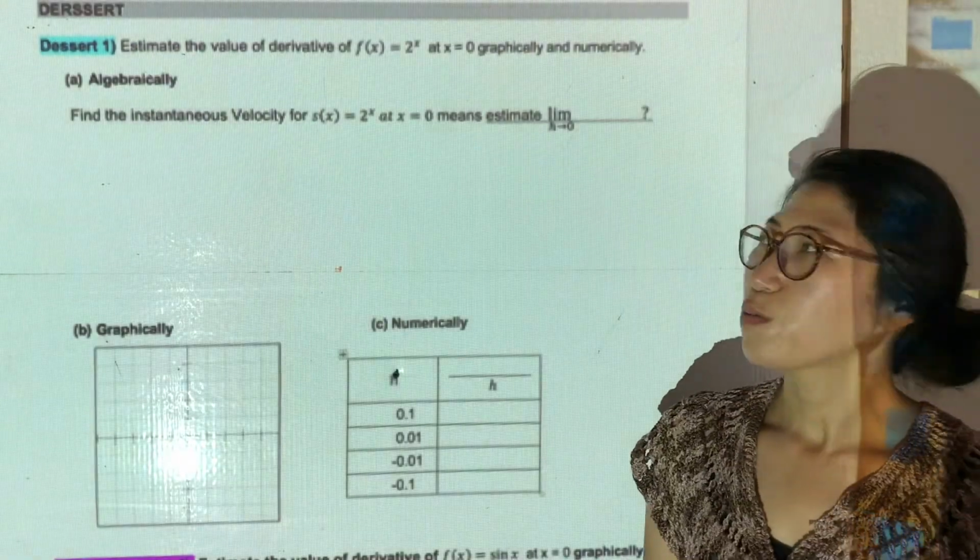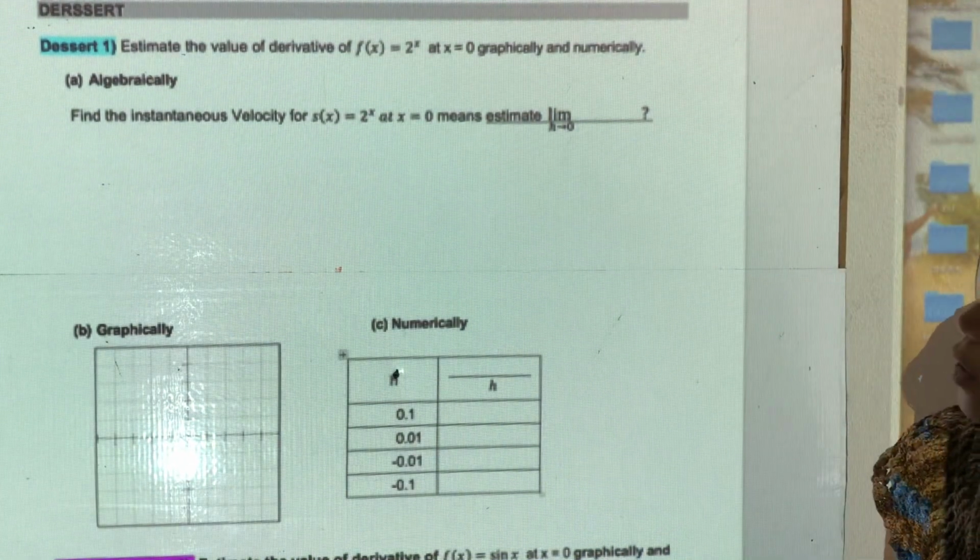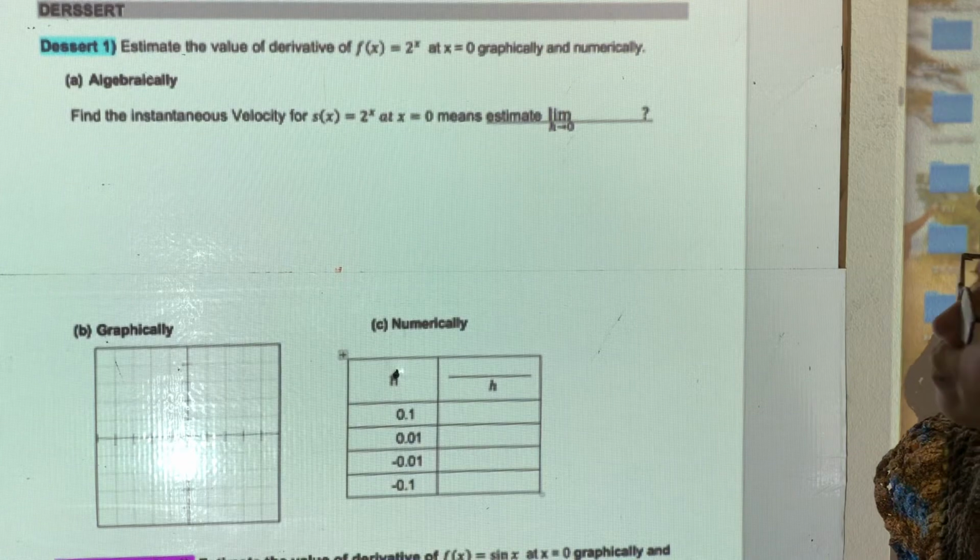Okay class, now we are on dessert of 2.2. So it's going to be a little bit challenging. Let's talk about the next function now.